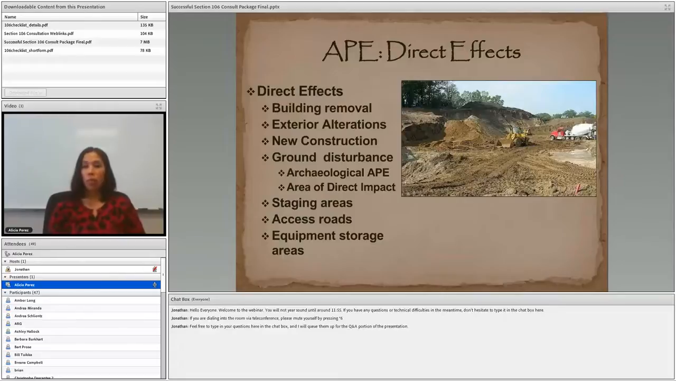Some agencies will delineate an area of direct impact, or ADI, to show exactly where ground disturbing activities are going to occur within the APE. But it's important to note that the ADI has no legal meaning under Section 106. Some other direct effects could include staging areas, access roads. So are you going to use already established roads, or are you going to have to construct roads to access the APE? And of course, equipment storage areas.